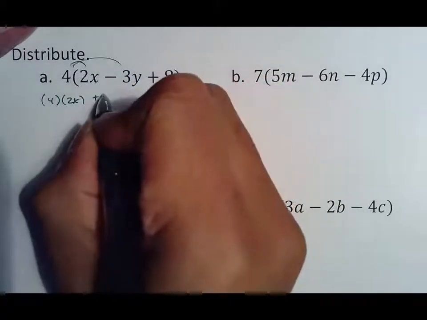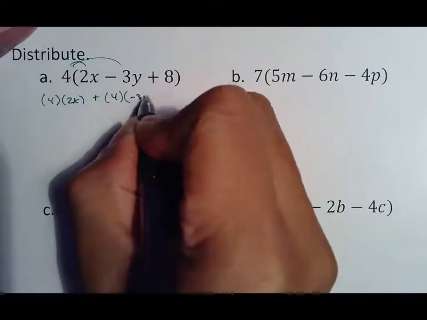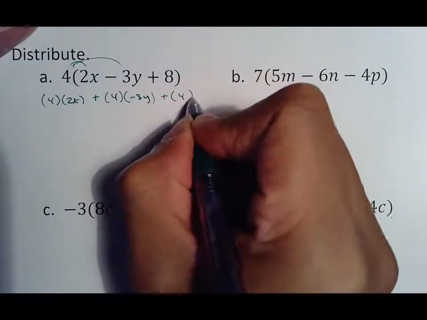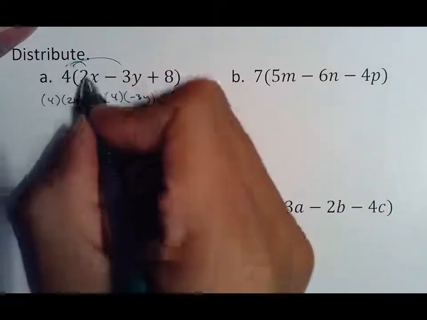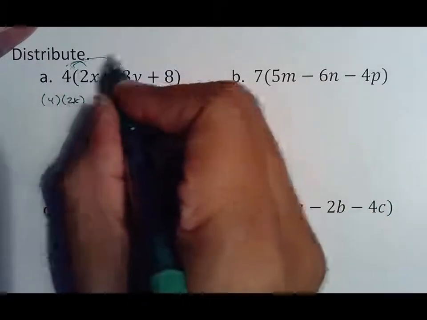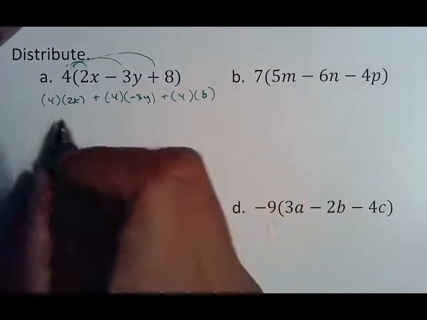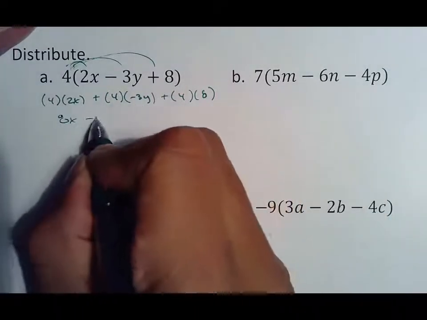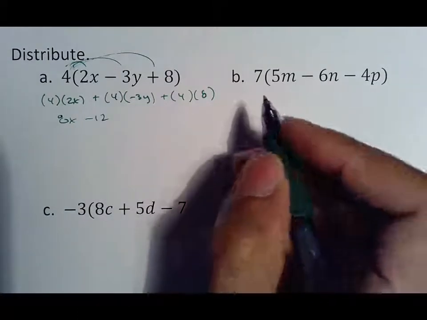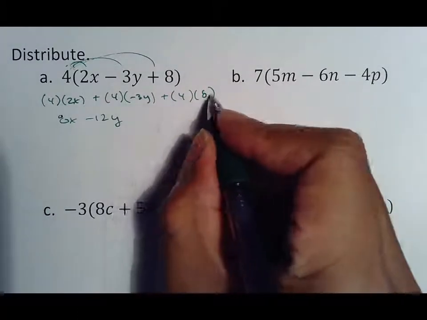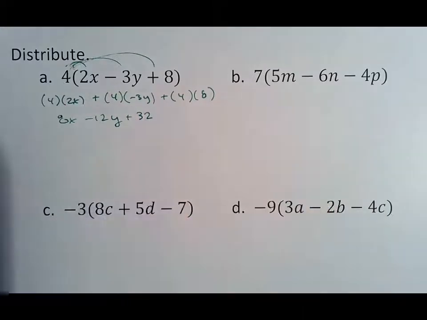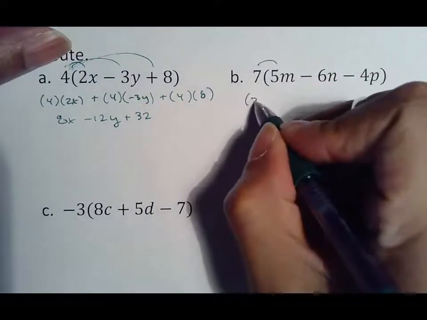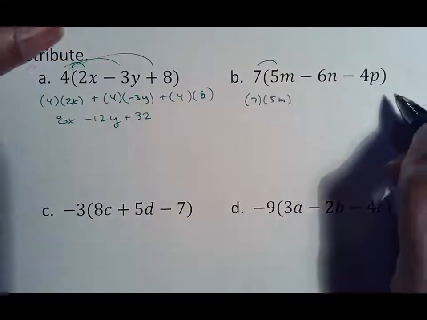Just continue what we learned before. So again, 4 meets 2x, 4 meets negative 3y, 4 meets 8. Multiply those out, that'll be 8x. This would be negative 12, because remember, a positive times a negative is negative, but bring down that y. And then 4 times 8 is 32. And that's that. Alright. Here, 7 meets 5m.